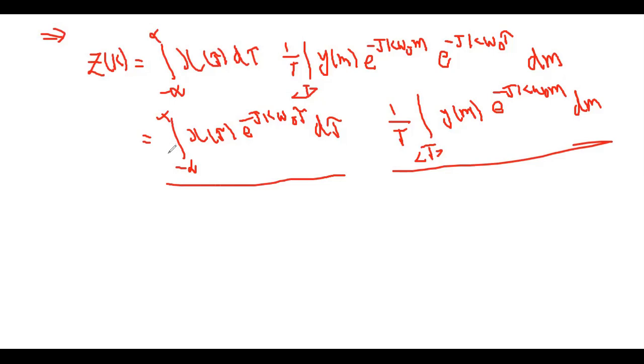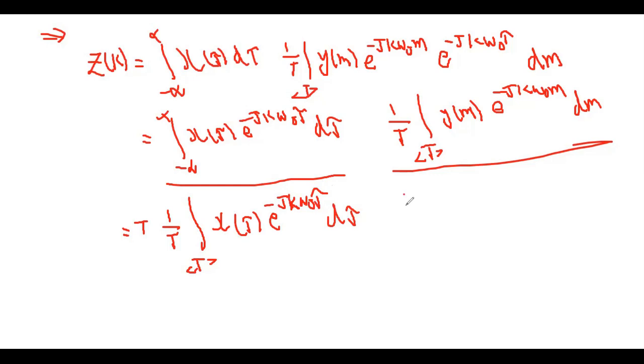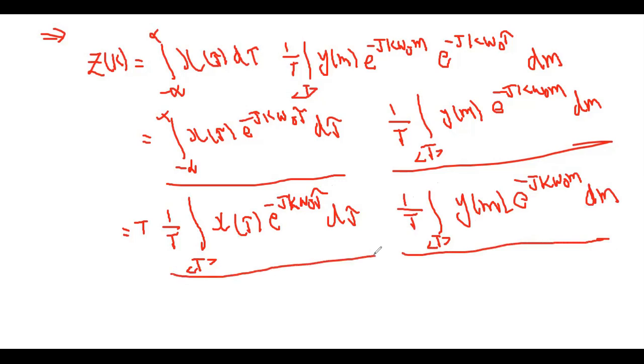But here there is no T term. Even if it is minus infinity to infinity, or T is also minus infinity to infinity, 1 by T is not there. So multiply by T and divide by T here. So the integral, with the limits also taken over T, let us assume, of x of tau e power minus j k omega naught tau d tau. And another integral is 1 by T, the integral over T, y of m e power minus j k omega naught m into dm. Now both the functions are the same, with the variable tau and with the variable m here. That is replaced by the analysis equation: the first becomes T into X of k, and this function becomes Y of k.